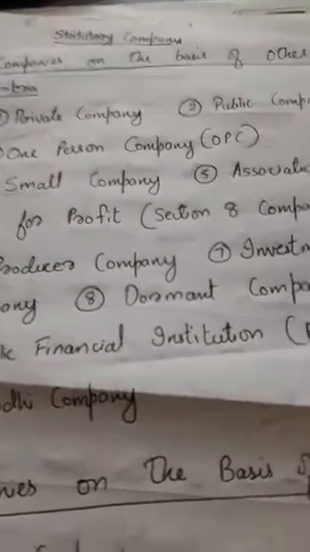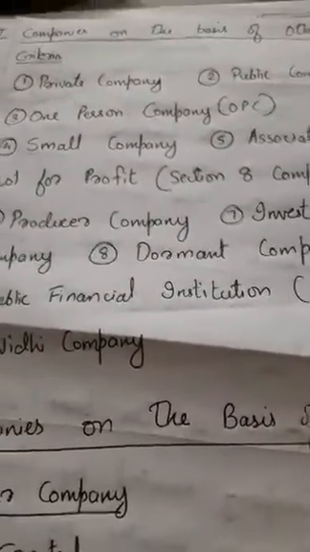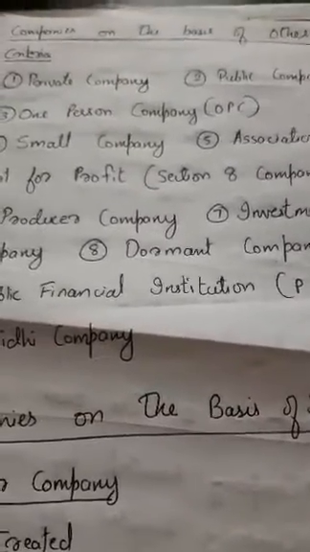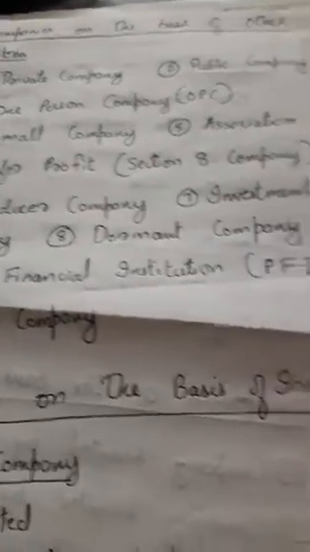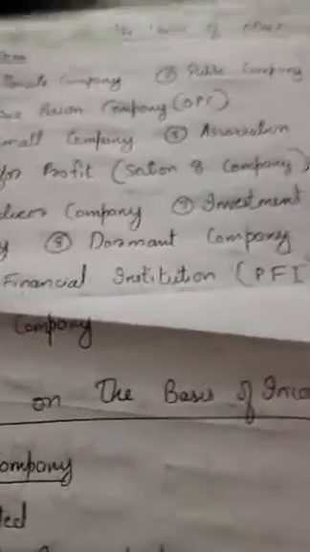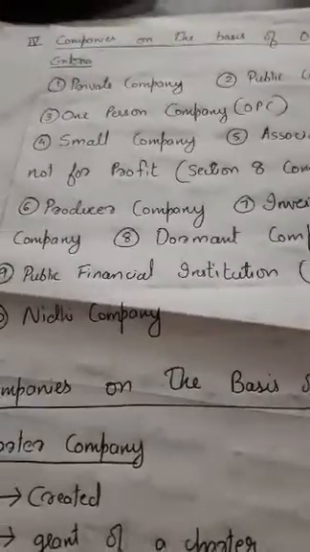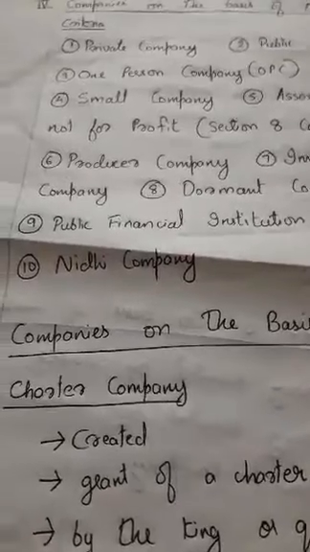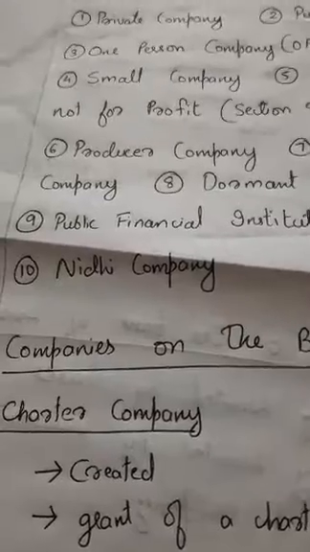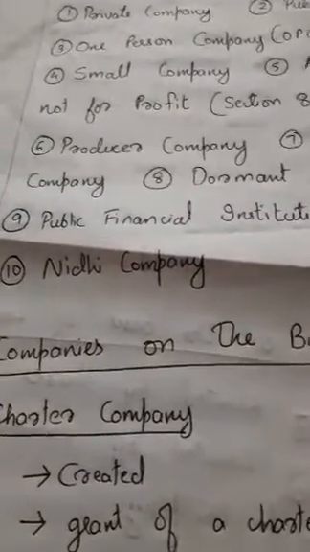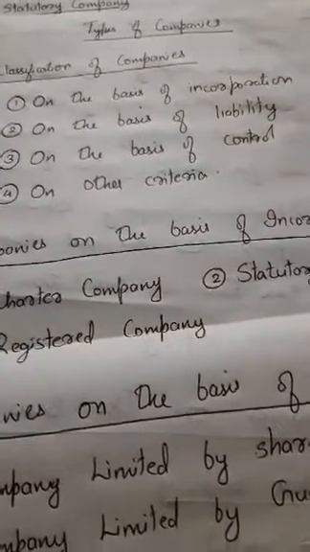And on the basis of other criteria, a company is classified as private company, public company, one-person company (OPC), small company, association not-for-profit or Section 8 company, producer company, investment company, dormant company, public financial institution (PFI), and Nidhi company. These are the four major classifications and the various heads under them regarding the types of companies.